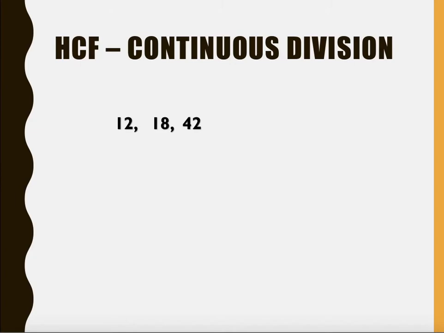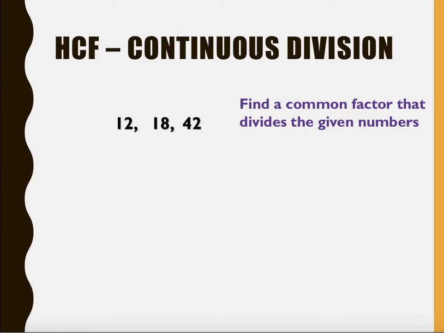Now let's look at the continuous division method. We have 12, 18 and 42, which is more than 2 numbers, so continuous division is probably a better method here. How do I start with this? I have to find a prime number that divides all these 3 numbers, and it is a common factor of all the given numbers. So I'm going to go with 2 because all these, the 12, 18 and 42 are even numbers. So I'm going to divide 12 by 2, I get 6.